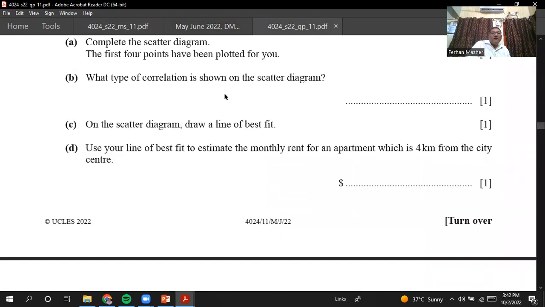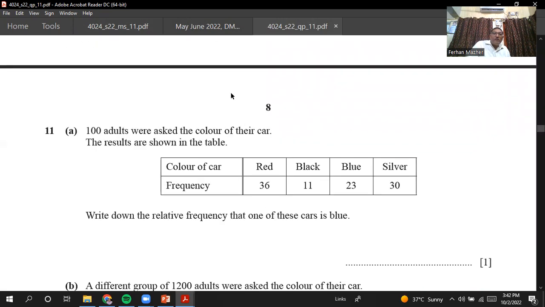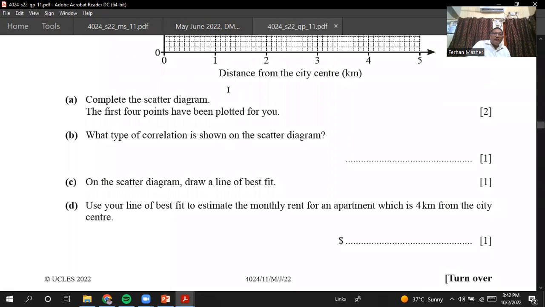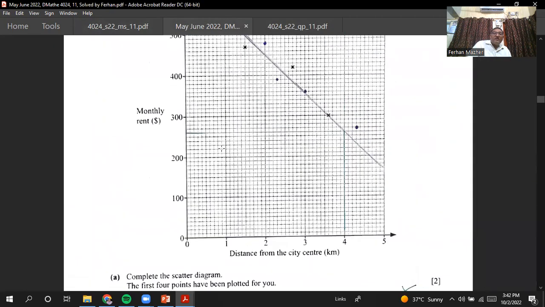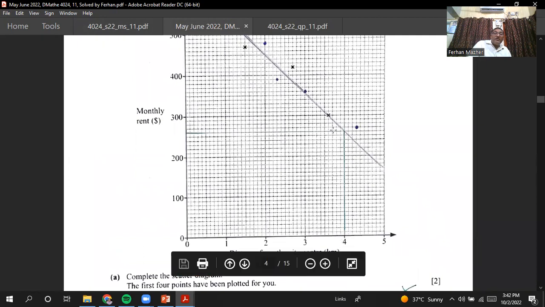We are done with this. For 4 kilometers, what is the answer? $260. From here, you go across and you check how much is the rent.